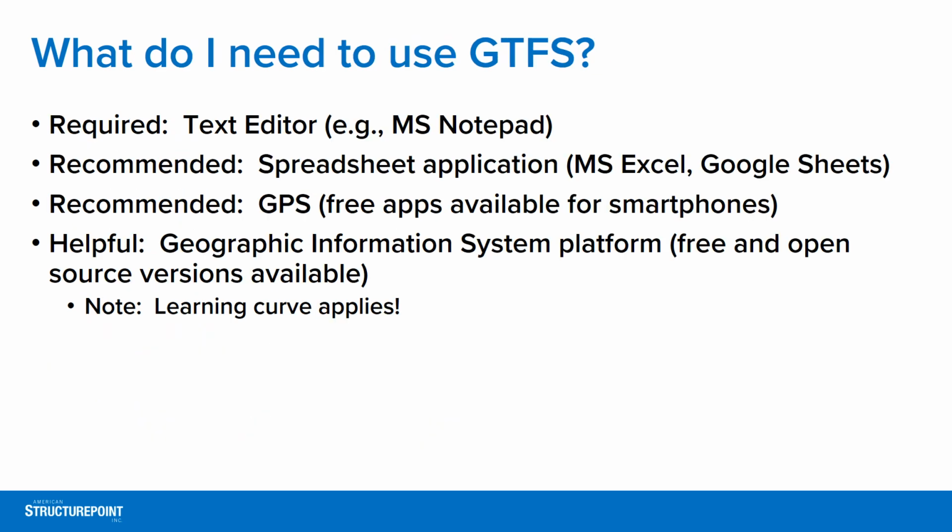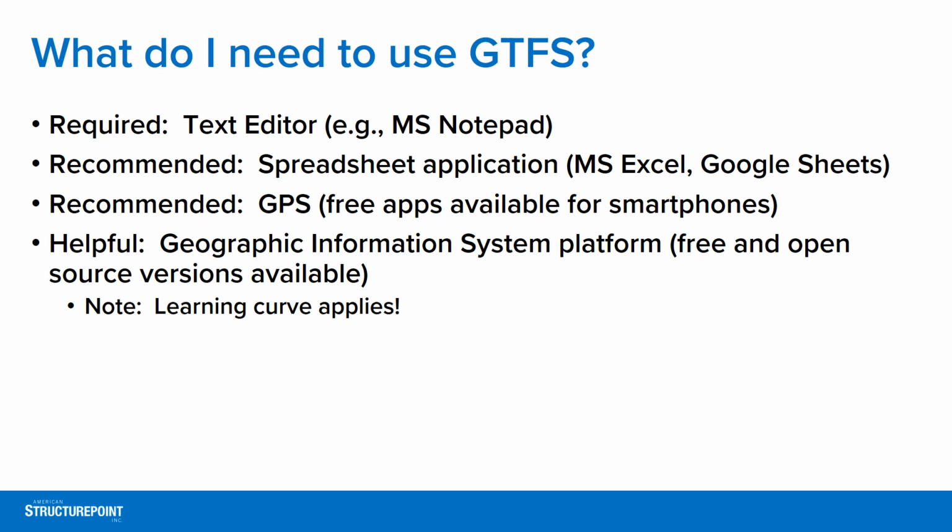Now, as I mentioned, all you really need is a text editor, but it really is easier to develop the specification and code your data using some kind of spreadsheet program, Microsoft Excel or Google Sheets being two examples. If you're wondering how to get latitude or longitude information for your stops, there are GPS apps that a typical smartphone can use, and I'll show you an example in a moment.